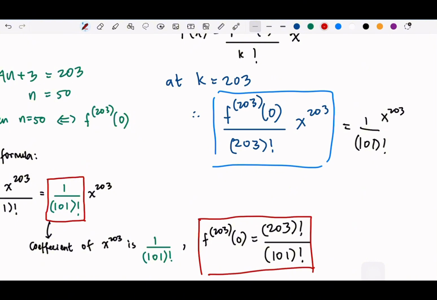Okay, so the answer should be solving for the 203rd derivative of f at 0. But if the question is asking for the coefficient, this will be the answer. If the question is asking for the coefficient.